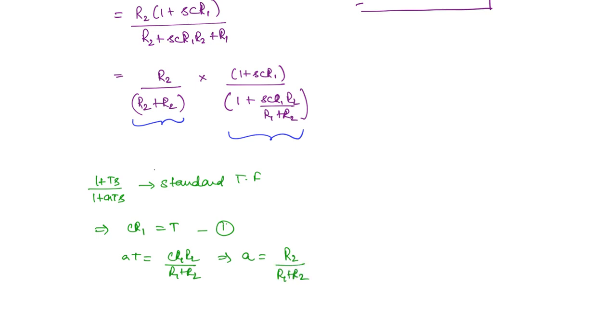From here, what you can see: is A greater than 1 or less than 1? It is going to be less than 1, because here R2 is there and in the denominator R2 plus R1. So it will be less than 1, which is what we want in a lead compensator.